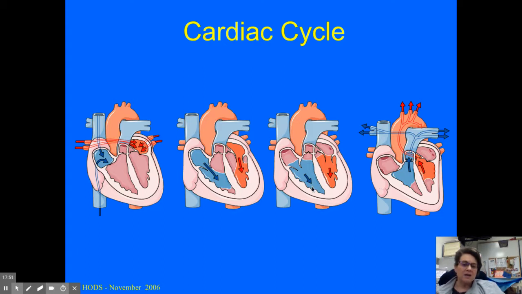Then what happens next? Blood fills, the valves will close, and the blood in the right ventricle goes out into the pulmonary arteries, which are these things here. And then when the ventricles pump, the left ventricle that has oxygenated blood is sending it out into the aorta and out into the rest of the body. That's the cardiac cycle.